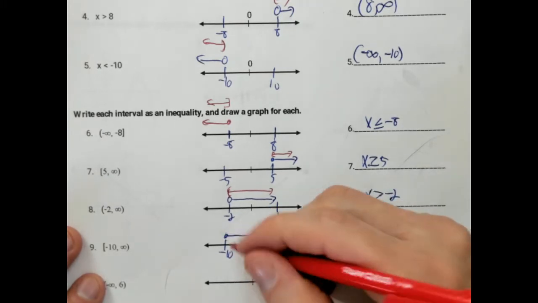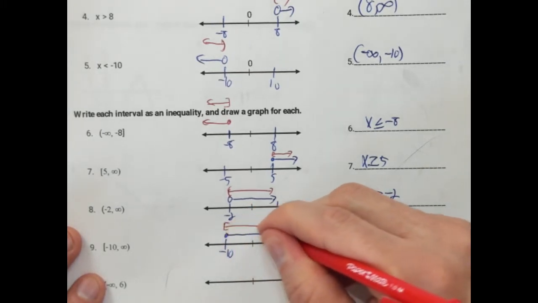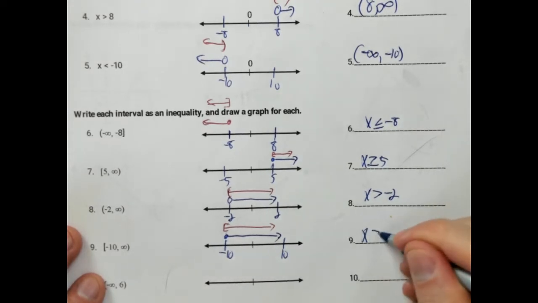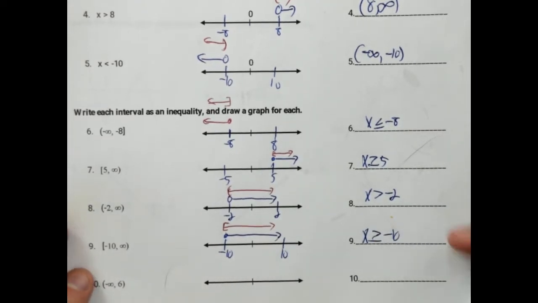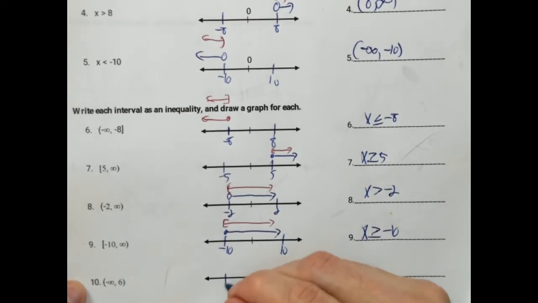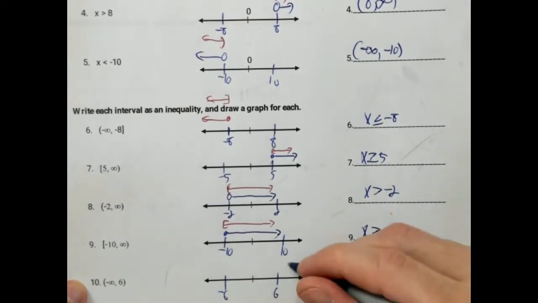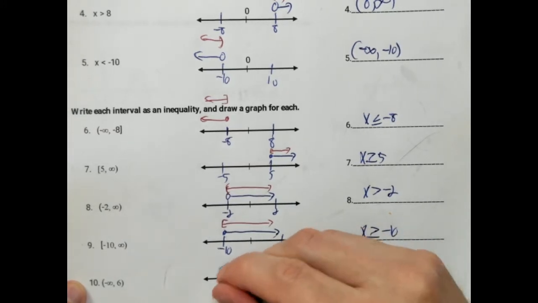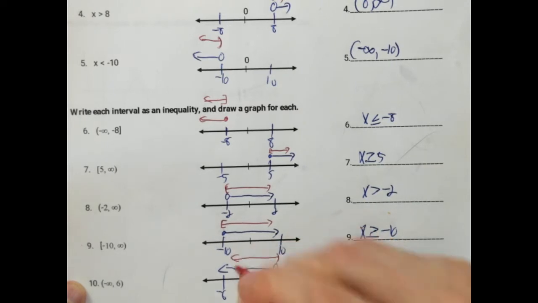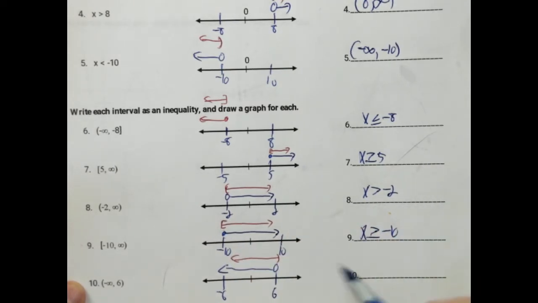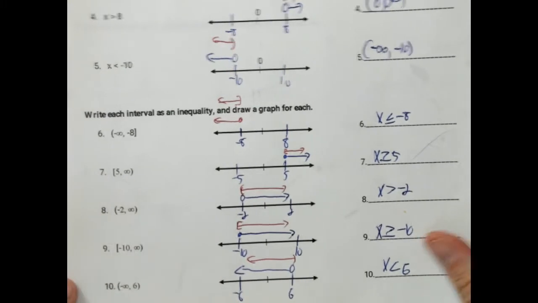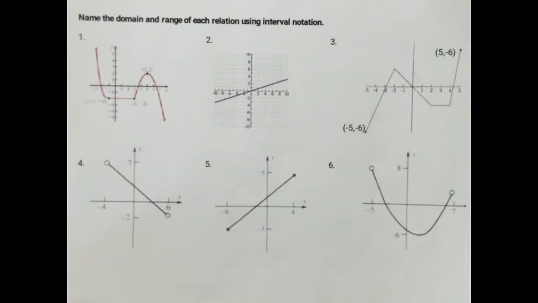So we're going to do bracket because it's inclusive. So x is greater than or equal to negative 10. The last one here, so we're starting at 6, going to negative infinity. And it's a parentheses, so it's open circle going that way, or parentheses going that way. Okay. And x is less than positive 6. And that's it. Alright, let's try this other page.